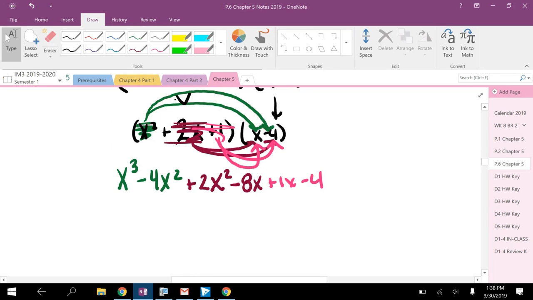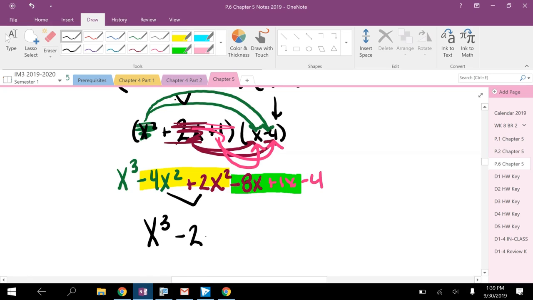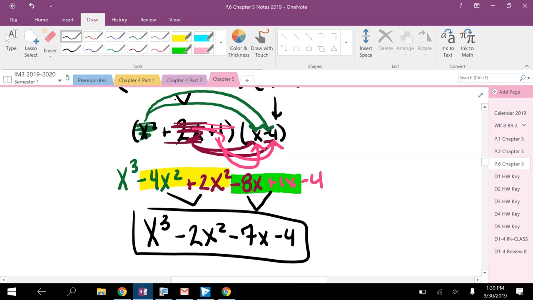Yes. Combine like terms. So these guys are the same in yellow. These guys are the same in green. So I have x cubed. What is -4 plus 2? -2. Bring down the x squared. The x squared's not changing. You keep it. Same thing. -8 plus 1, negative 7x. Bring down the 4, and you're finished.